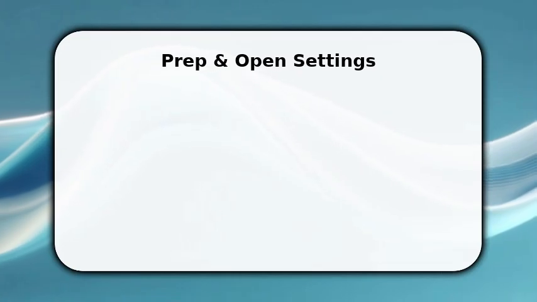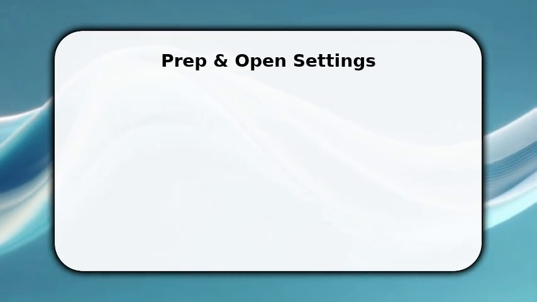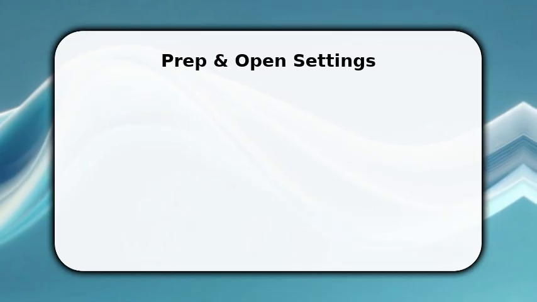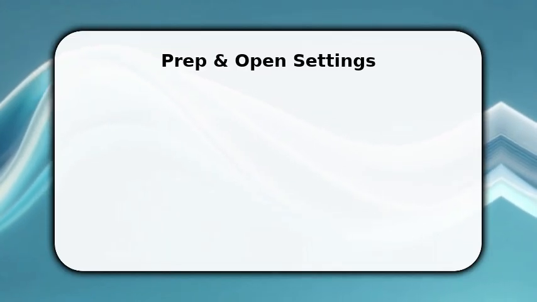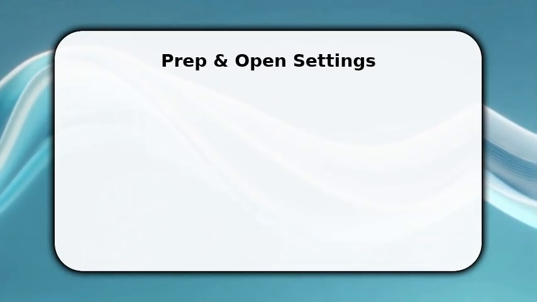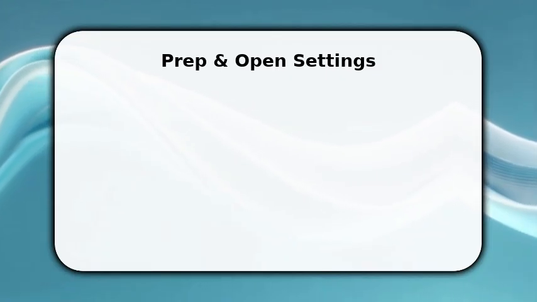Unlock your Vivo V27 and make sure battery is above 10% so settings changes aren't interrupted. Open the Settings app from the home screen or app drawer. Don't pause to update apps first.